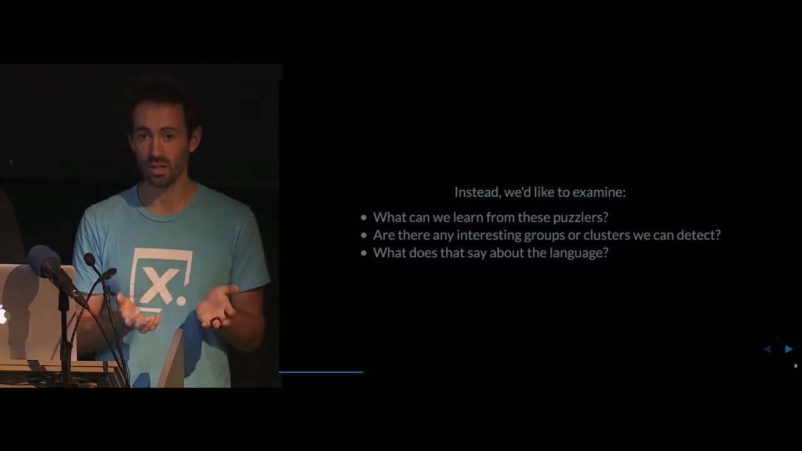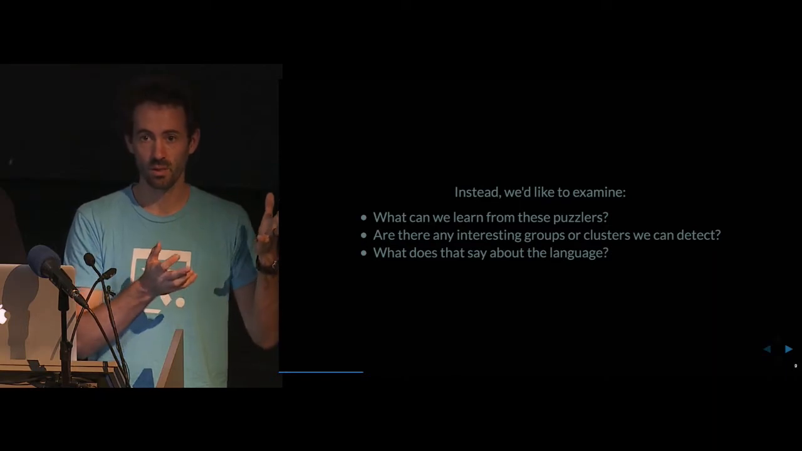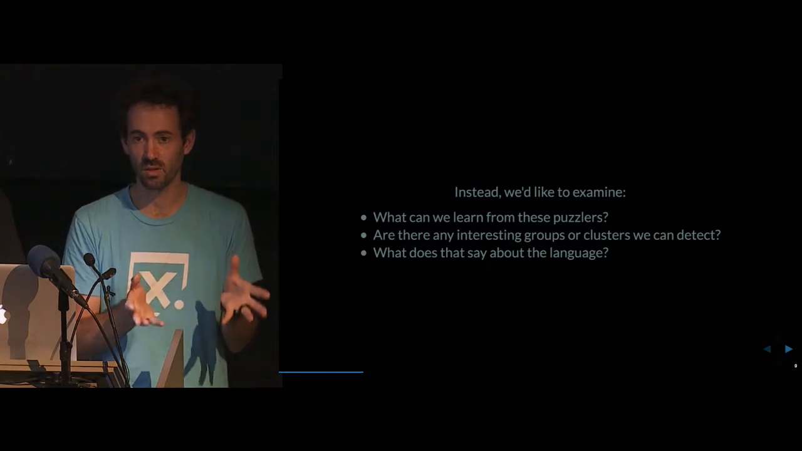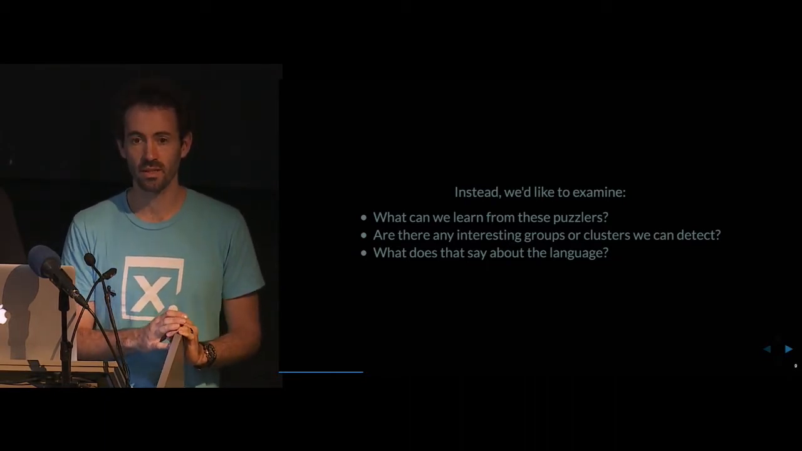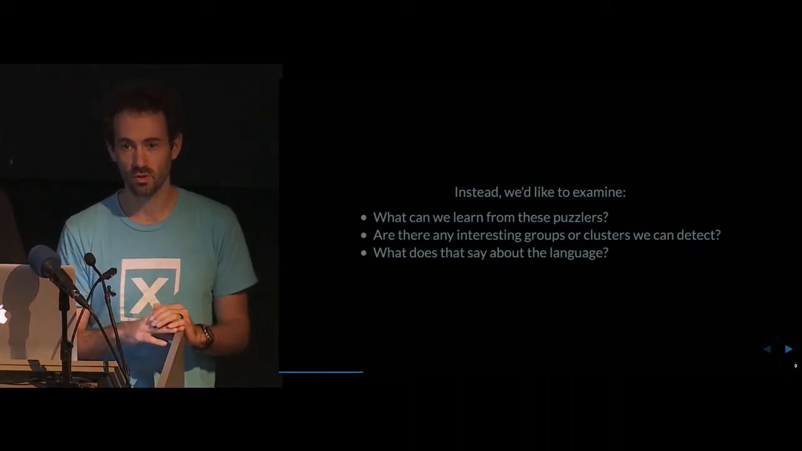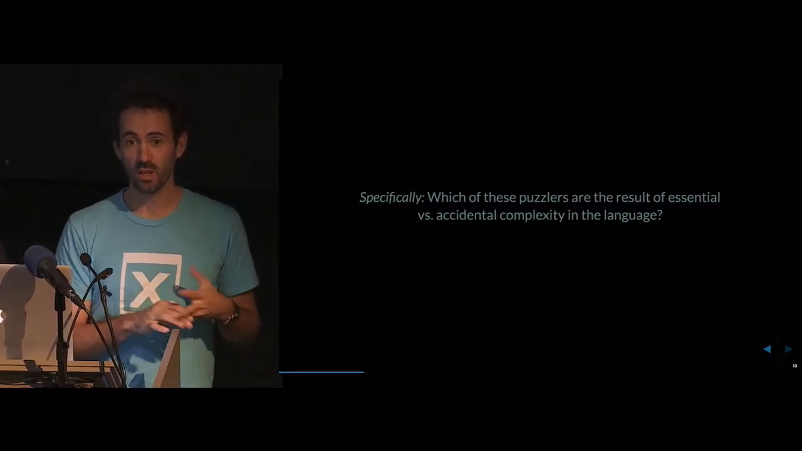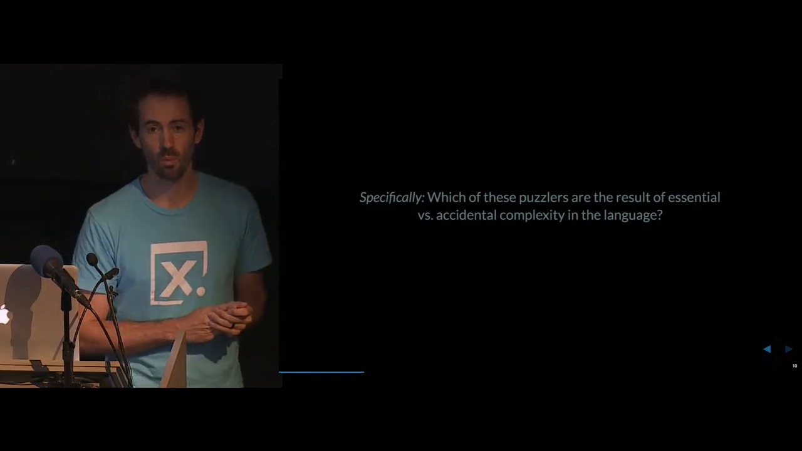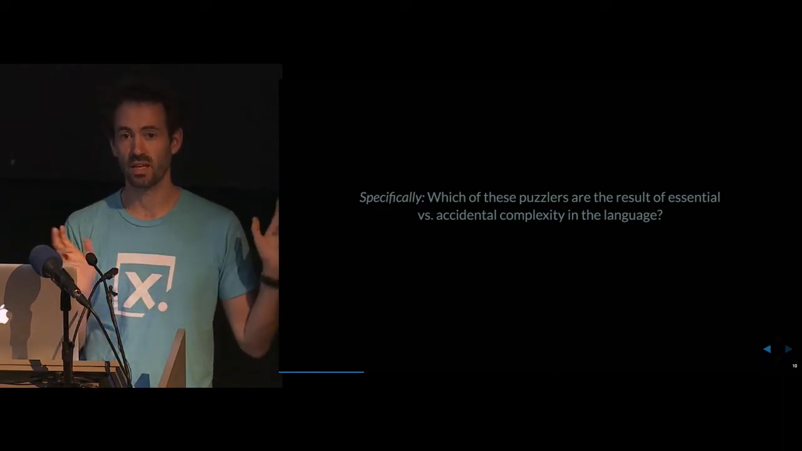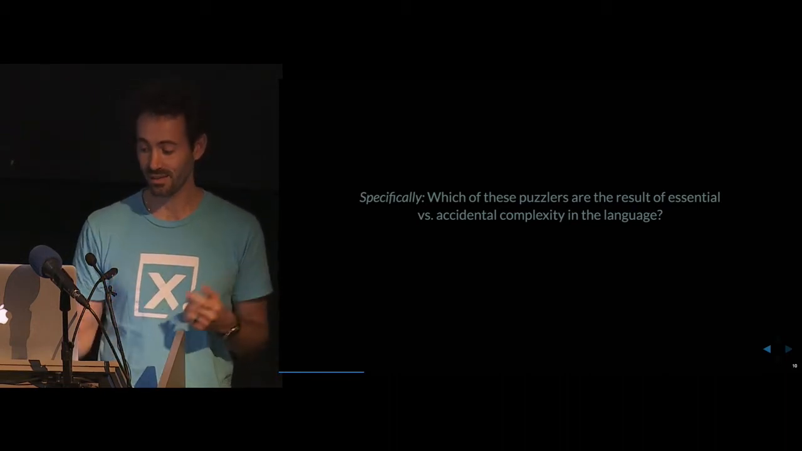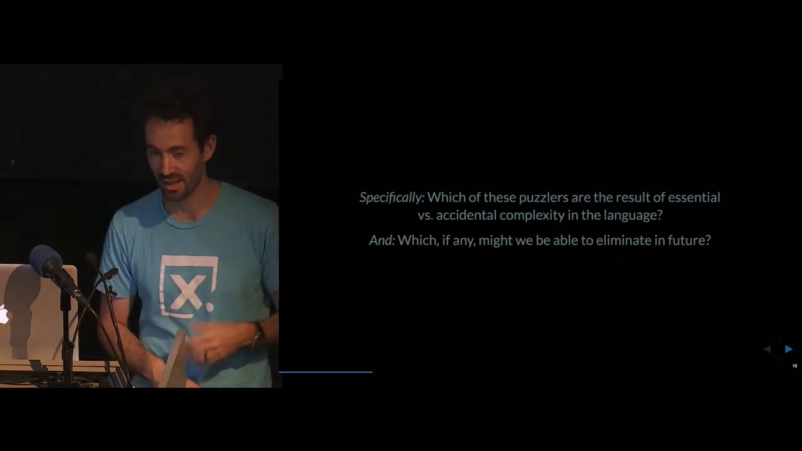Part of it is, especially for those who have comparison with different languages or have come from other communities, you do this every day anyway. Let's look at what we have here as an amazing tool, and figure out what we could conceive of as being a little bit better as we go forward. Specifically, if we look at the puzzles we're going to look at, which ones are the result of essential complexity in the language, and which are the result of accidental complexity? And I'll hand this over to Dimitri.